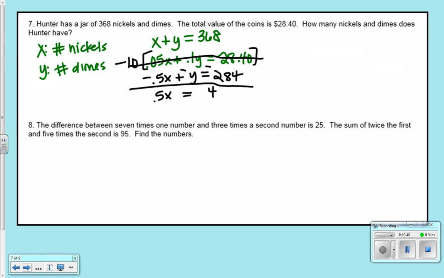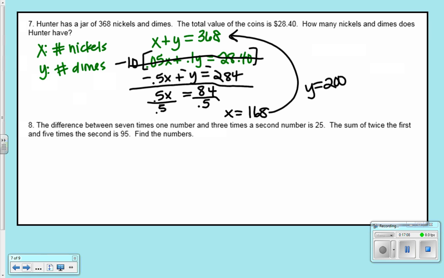8 minus 4 is 4, 84. Then I'm going to divide by 0.5, divide by 0.5. Remember, you can use calculators in here, and I get 168. Okay, so there's 168 nickels. So now to get the dimes, I'm going to plug it back in right here. And some of y'all can do that in your head. You must have 200 dimes.